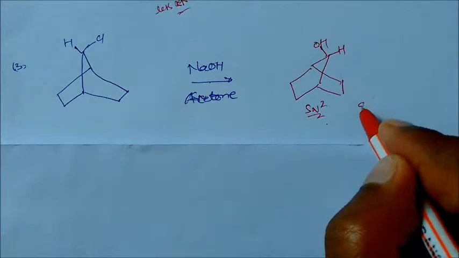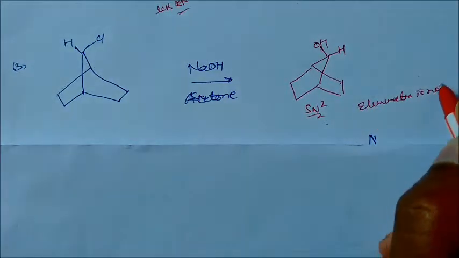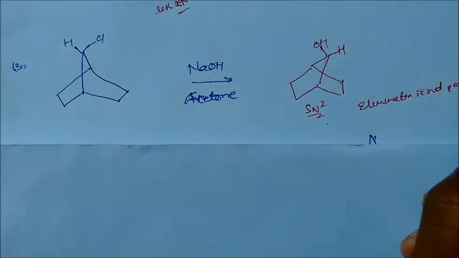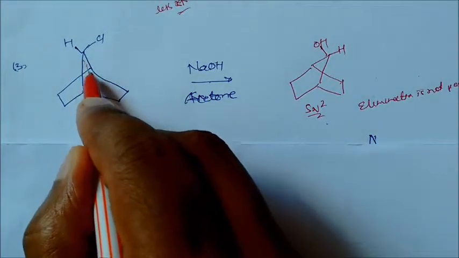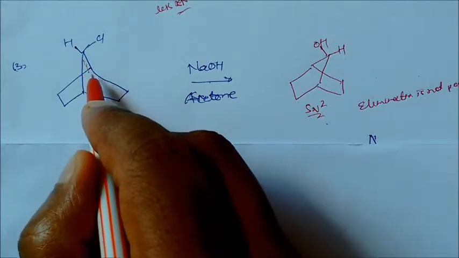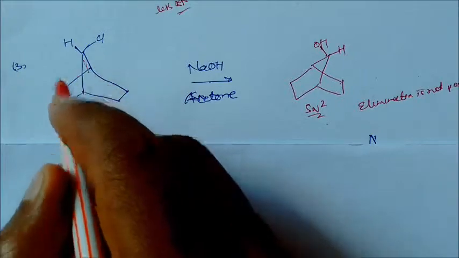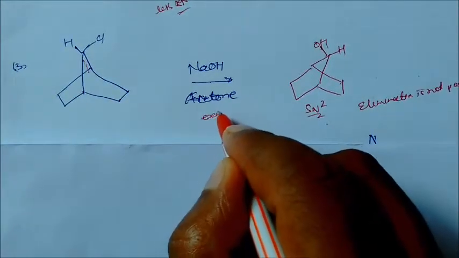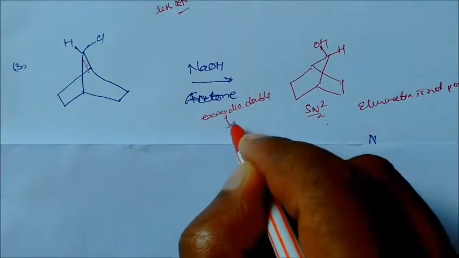Elimination is not possible. Why is it not possible? Because a double bond cannot form here. So a double bond cannot form on this side. This is highly unstable, because the angle strain will be more. So an exocyclic double bond is not possible. You can say an exocyclic double bond is not possible.